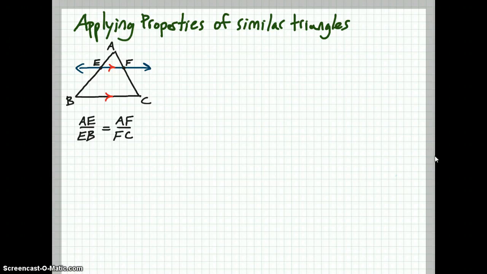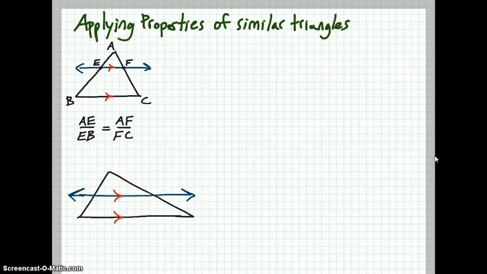Now maybe you'd prefer to see that with some numbers. So sketch another triangle. Again, we have a line parallel to one of the sides of the triangle, and it intersects the other two sides. We'll call the side lengths 4, 3, x, and 5. And again, we're going to see if we can set up a proportion, and there you go. 4 is to 3 as x is to 5.